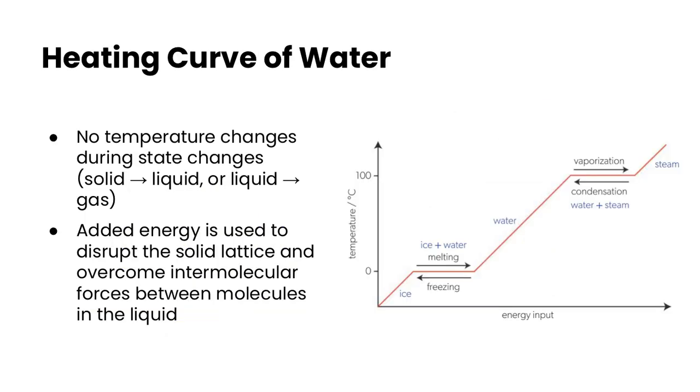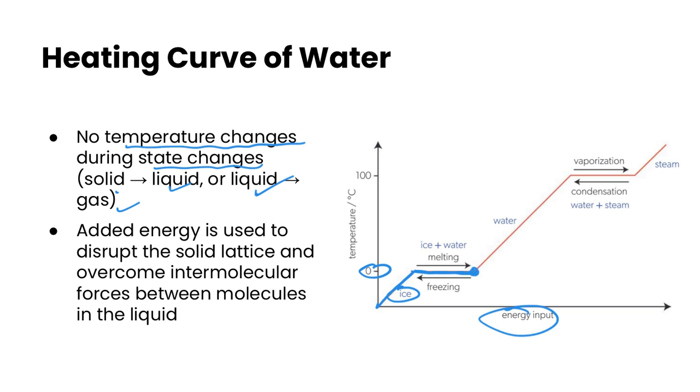Now, heating curves are really neat, and the heating curve of water is really neat because what you see is you don't get temperature changes when you have state changes. So if you're going solid to liquid or liquid to gas, you actually don't see a temperature change for a certain amount of time. So for example, if we took ice and we started warming it up and we hit our transition temperature at 0 degrees and we start melting, then what you'll see is that there's no temperature change for a certain amount of time, even as we're increasing energy over time.